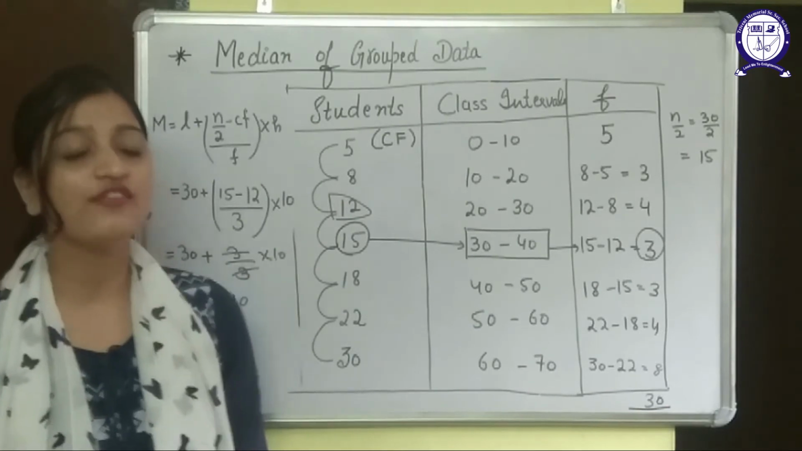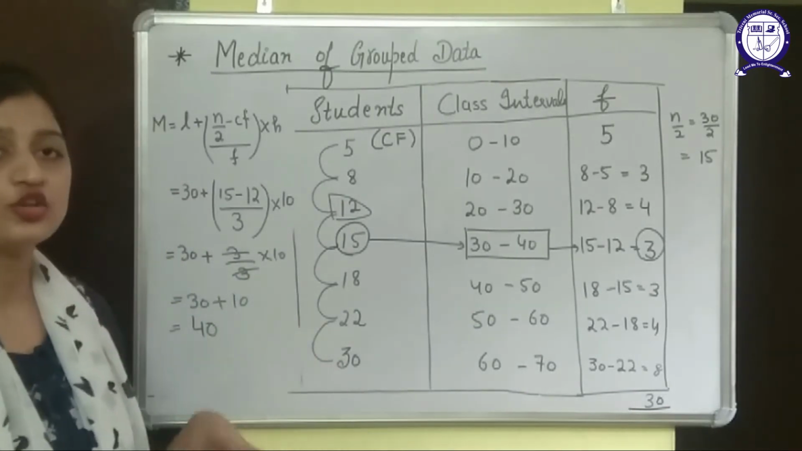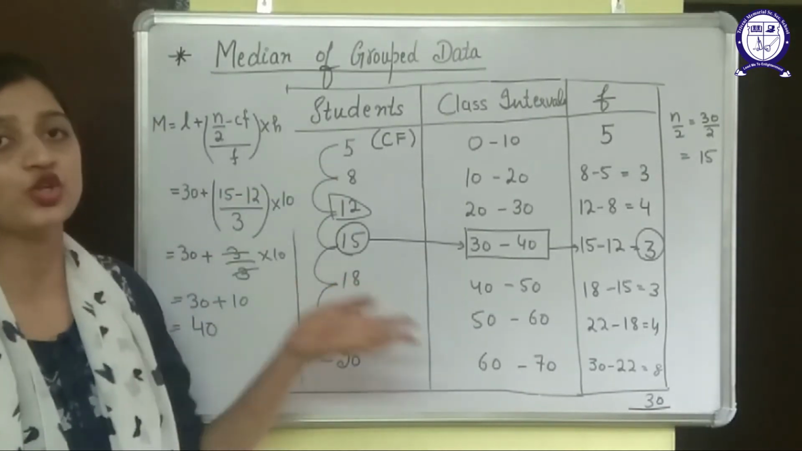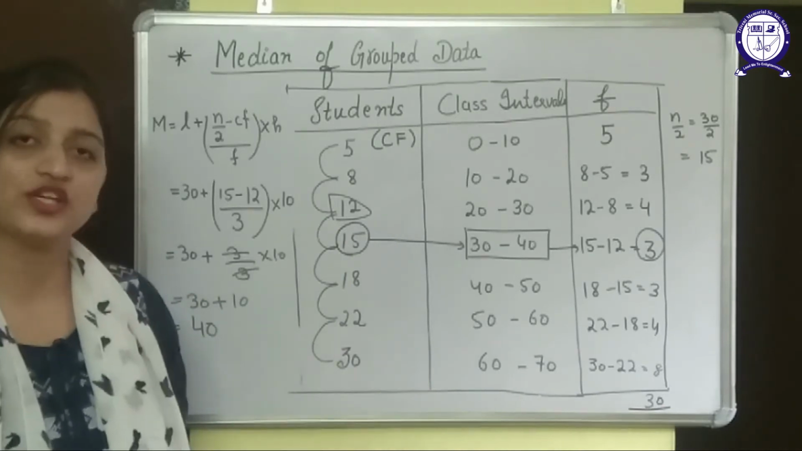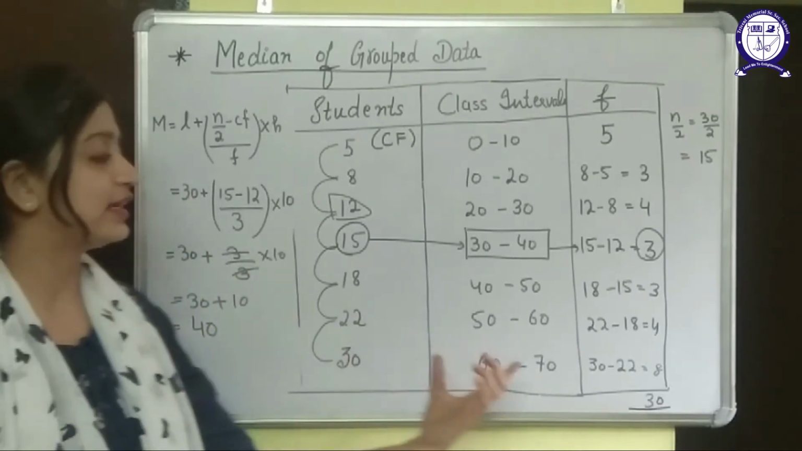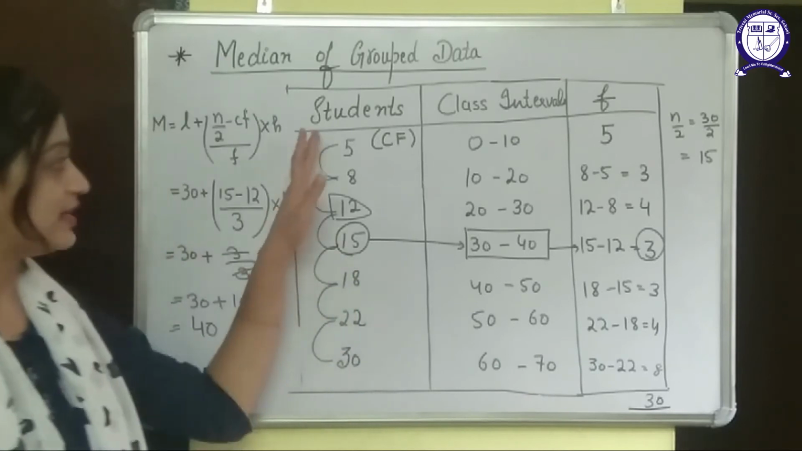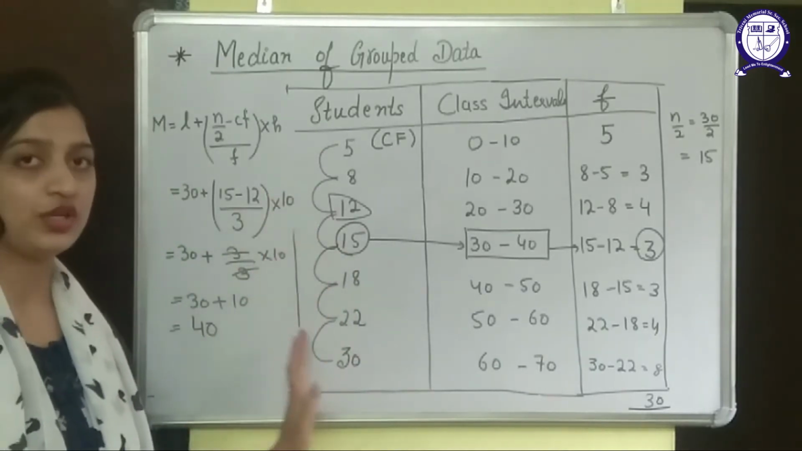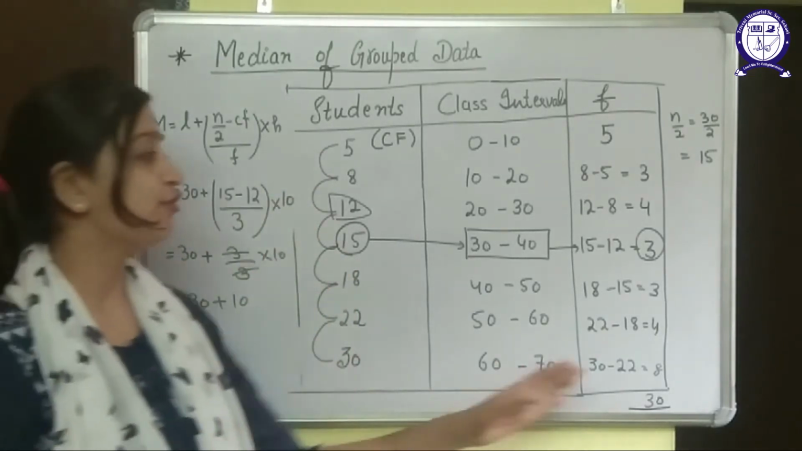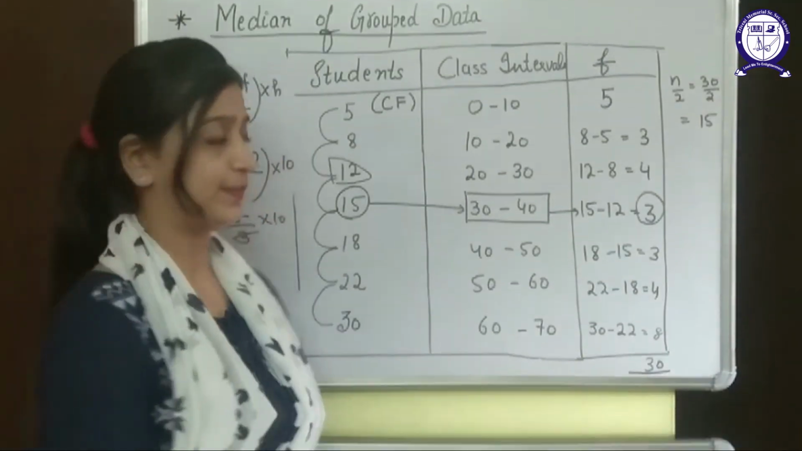So first of all, whenever it is a less than type, or you can say below 10, below 20, both the questions are the same. We need to find the class intervals. Then by subtracting each consecutive cumulative frequency, we will get the frequency.